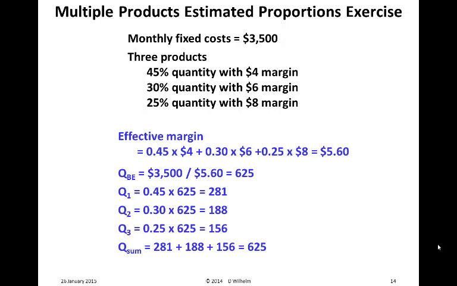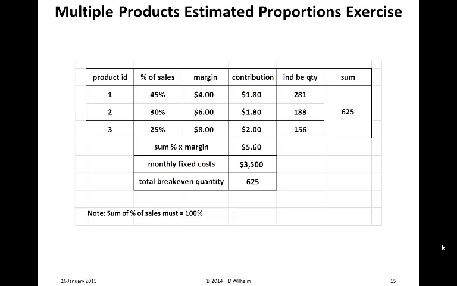Effective margin is $5.60. Total break-even quantity, 625, and the individual break-even quantities, 281, 188, 156, and it's always a relief to see that they add to the total break-even quantity. Here is an Excel spreadsheet version of that solution, and it comes out the same, not surprisingly.